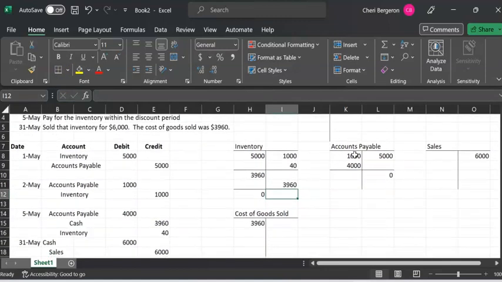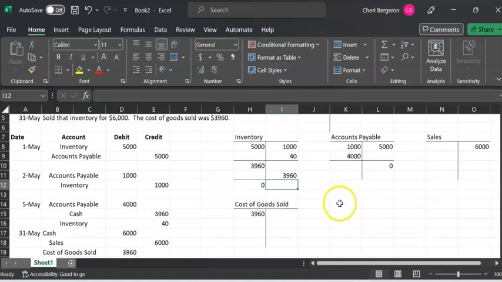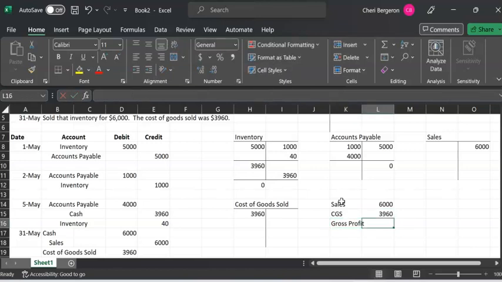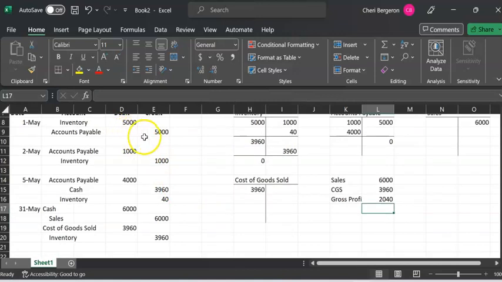Got some cash now. And if I needed to see my gross profit, it is sales. Well, how much is my sales? $6,000. And then my cost of goods sold was $3,960. So I can see that my subtotal here for gross profit on just this one entry is the difference in sales and cost of goods sold. So I marked my product up $2,040. So this is an example of buying inventory at a discount and paying for it, and then selling that same inventory. So let me know if you have any questions. Thanks.